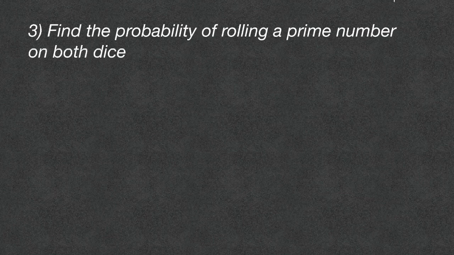Number 3 on this page asks us to find the probability of rolling a prime number on both dice. So, the first thing that we need to think about is that, again, it's 2 dice. So with 2 dice, we still write it out of 36, okay?